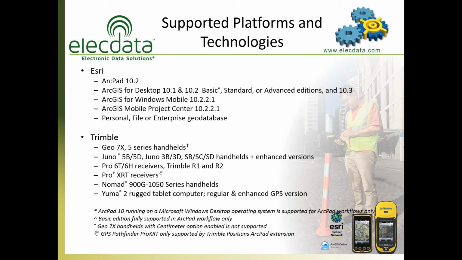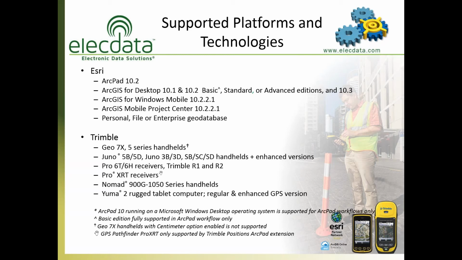There's also standard and enhanced versions, and the enhanced version is simply a Trimble designation, meaning it's got a higher accuracy GPS chip inside. The Juno 5 and the Yuma 2 both come with regular and enhanced versions. It also supports the older Trimble 6T and 6H receivers. Those have been discontinued in favor of the new R2. And at the end of this webinar, we will talk a little bit about the Trimble R1 and the R2, just so you know what those are.